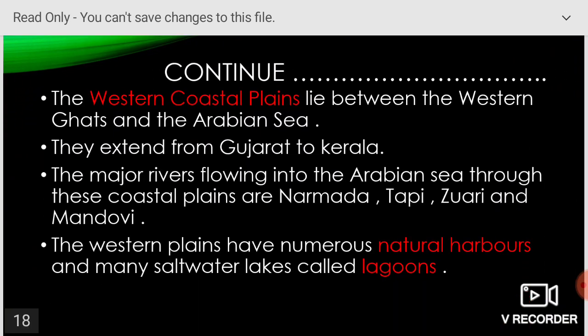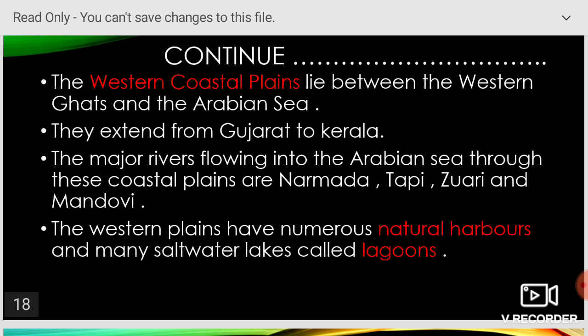The western coastal plains lie between the Western Ghats and the Arabian Sea. They extend from Gujarat to Kerala. The major rivers flowing into the Arabian Sea through these coastal plains are Narmada, Tapi, Juari and Mandvi. The western plains have numerous natural harbors and many saltwater lakes called lagoons.